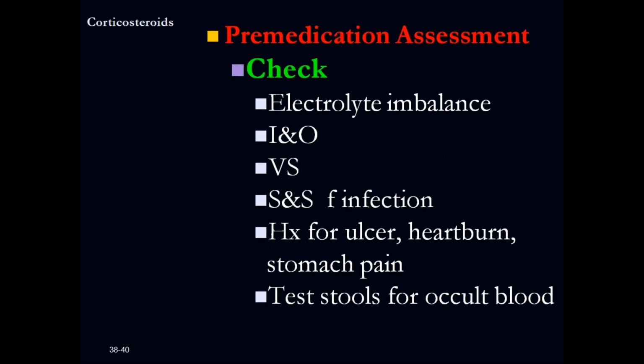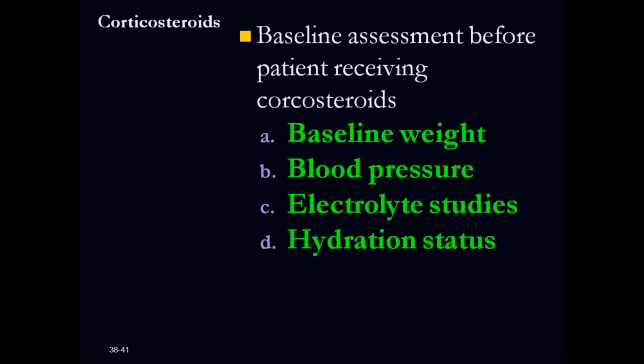All right, so test stools for occult blood. Obviously, if you have some gastritis, you can have some bleeding. Bleeding in the stomach is being cooked by the gastric acid. It's called melena, and it can be detected in the stools.